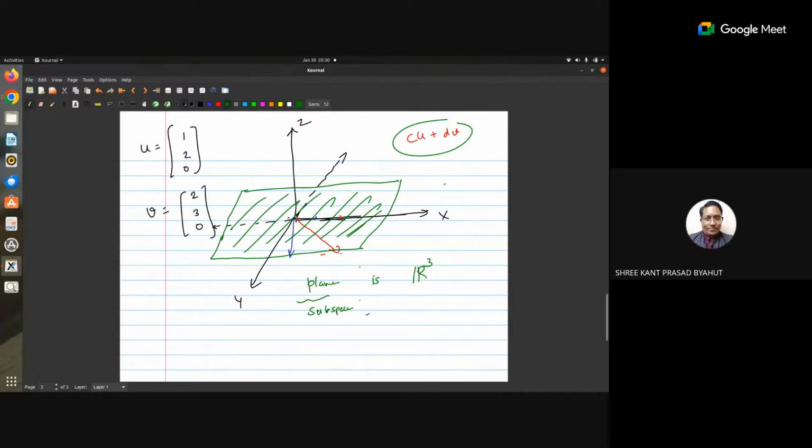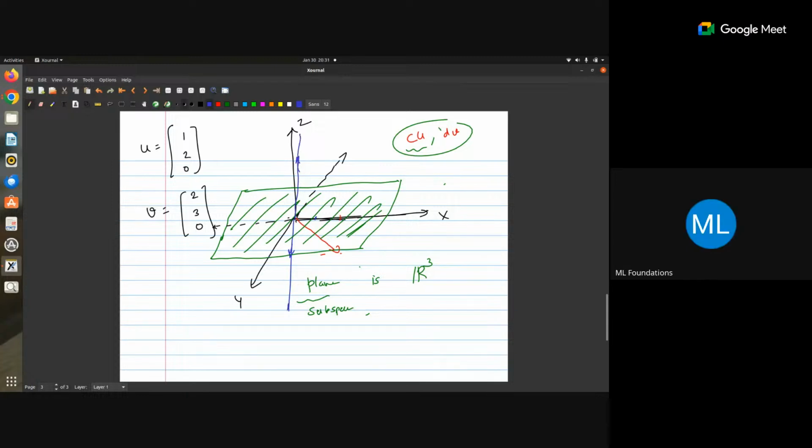So why, for the subspace, do we add by addition? We can say cu comma dv? No, we have to take all the combinations, right? Cu comma dv will be only two vectors, and it will not become a plane. See what will happen to cu only: this vector will be either here or here.